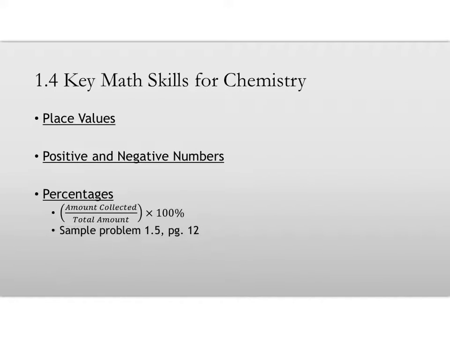What I could spend some time on are percentages. And a percent is the amount of an object collected divided by the total amount of the type of object that there is in a sample. And then you multiply that by 100%. Percent meaning for every 100.